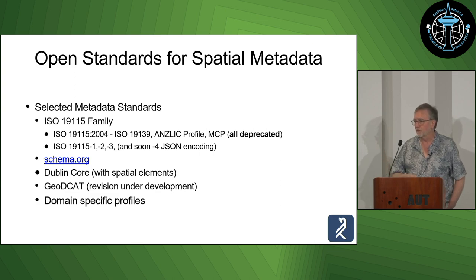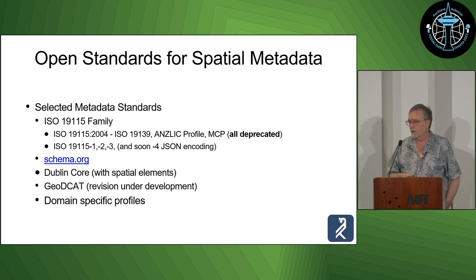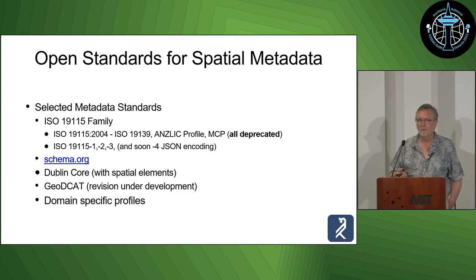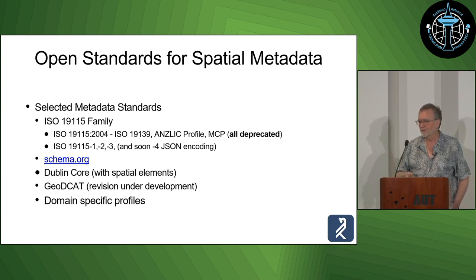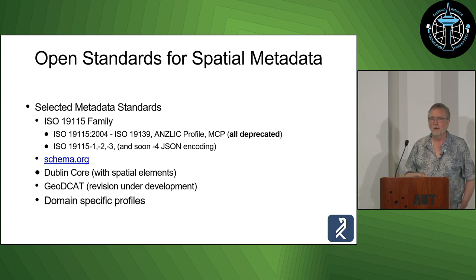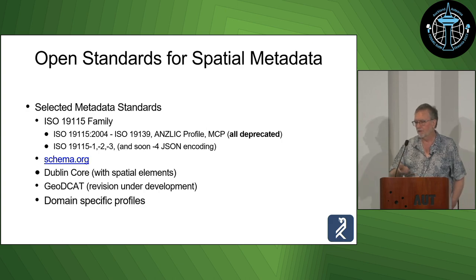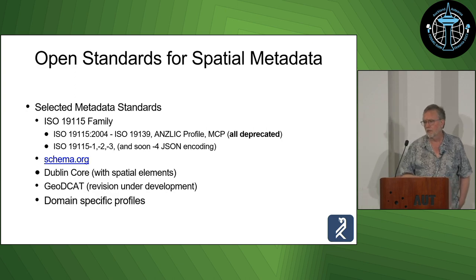There's a JSON encoding that I'm working on with others in ISO. And then there's things like schema.org, which is, you know, a well-known standard out there for web pages and has some geo aspects to it. But if you really start using the geo parts, they aren't really friendly to geographers. They think a different way. Dublin Core, that's great for discovery-level metadata, but often you need more than that. So if you use Dublin Core, make sure it points back to a more complete metadata record if you can.